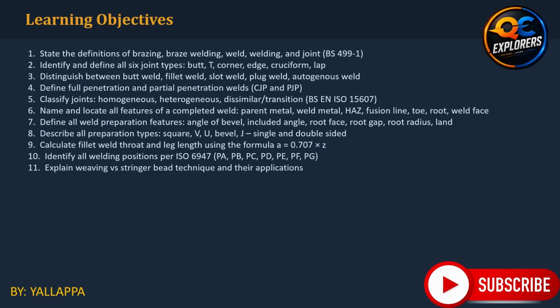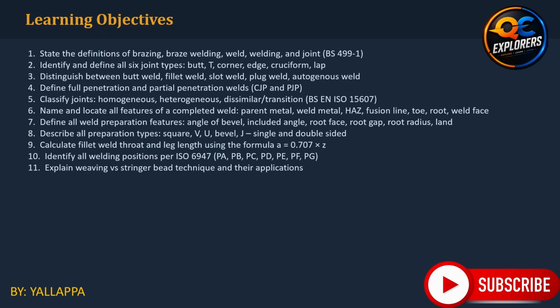Another major objective is the identification of completed weld features. You should be able to locate the parent metal, weld metal, heat-affected zone, fusion line, weld face, root, toe, and excess weld metal on a cross-section. The preparation terminology is equally important. You should understand bevel angle, included angle, root face, root gap, root radius, and land, and recognize square, V, U, bevel, and J preparations. Fillet weld sizing is one of the areas where theory becomes calculation. You must be comfortable moving between leg length and design throat using the appropriate relationship. Finally, you need to recognize the ISO 6947 welding positions and understand the practical difference between weaving and stringer bead deposition.